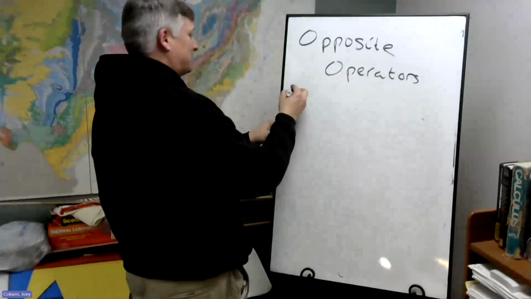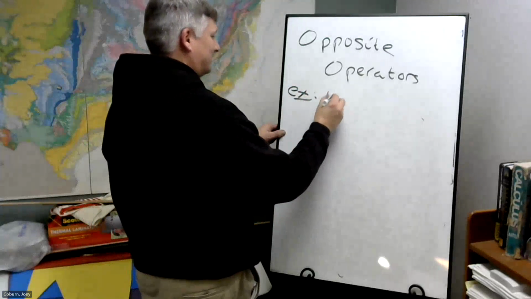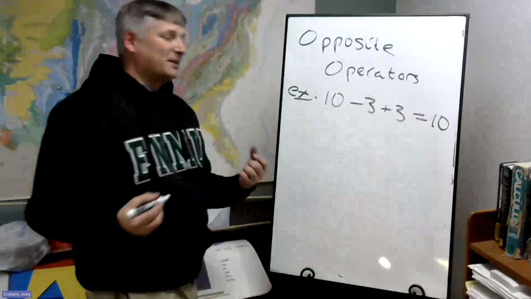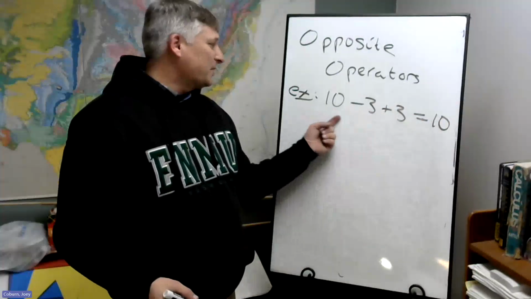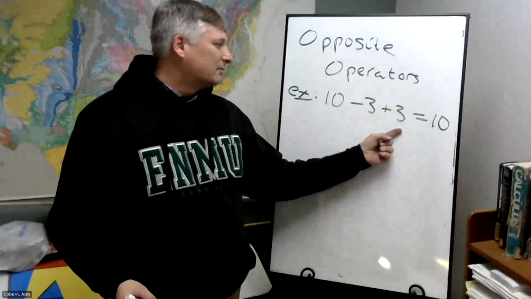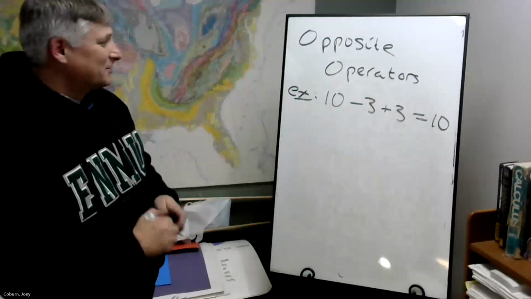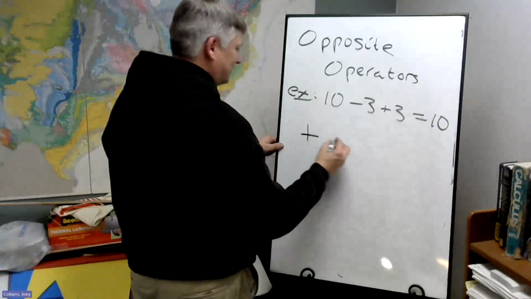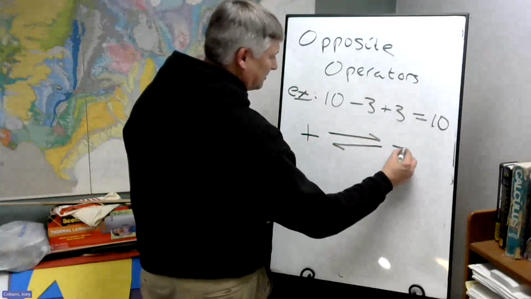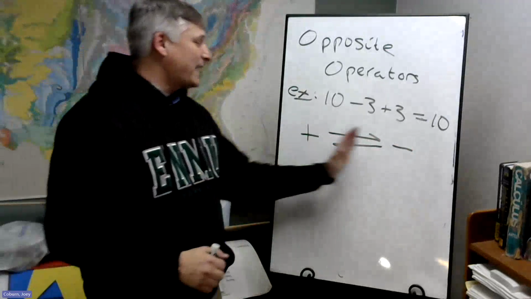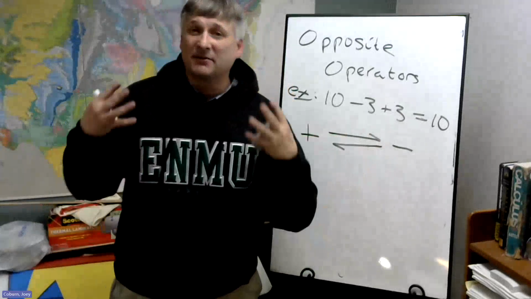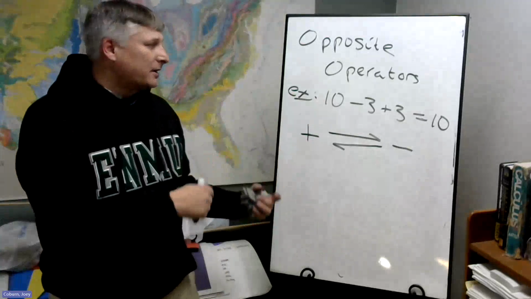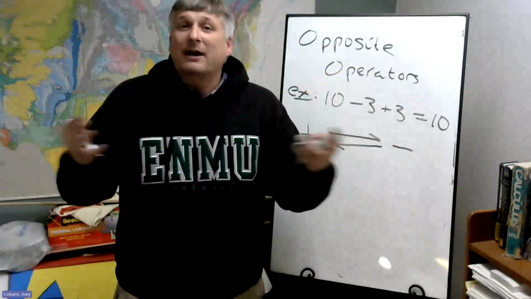Or another way we could put this, 10 minus 3 plus 3, that just gives us 10. You lose 3, this will become 7, but then we add 3, we get back to 10. So these cancel out. So the idea is this: addition and subtraction are opposite operators. They cancel each other out. As long as you add and subtract by the same amount, add 2, then subtract 2, or subtract 3, then add 3, you go back to where you started.